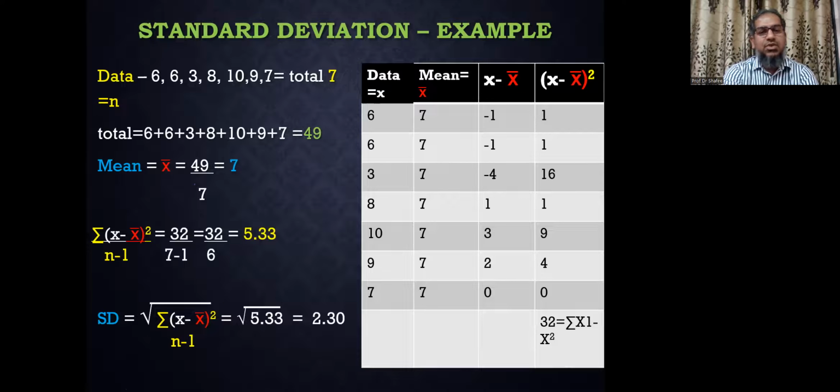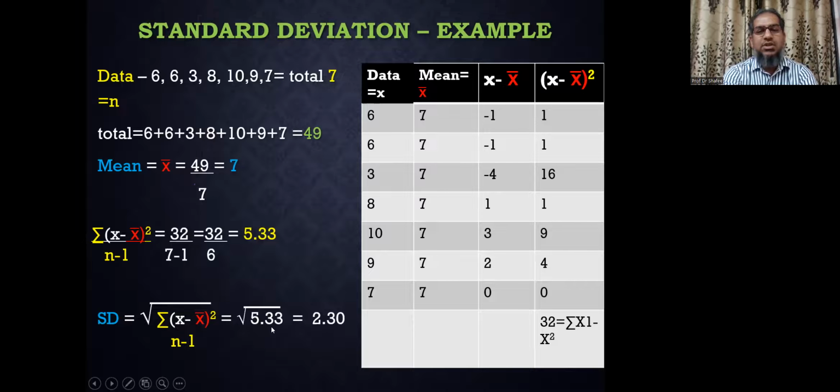So we have to take the square root of 5.33, that comes to 2.3. So the standard deviation in this example is 2.3. So here you can see that first we need to calculate the mean, then we have to calculate the mean deviation, then we have to take the squares of the mean deviation, and then we have to take the summation of the squares of the mean deviations and divide it by the number of observations, and then we take the square root of this.